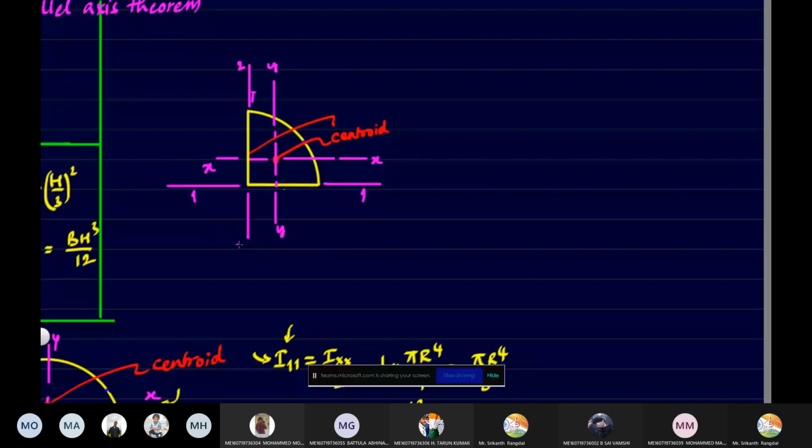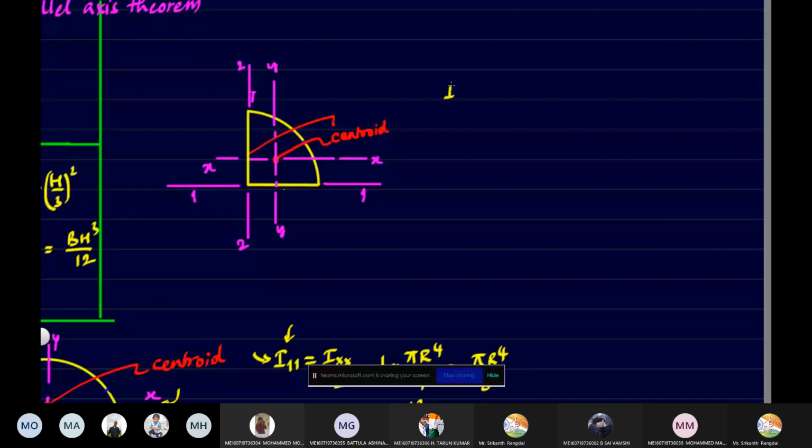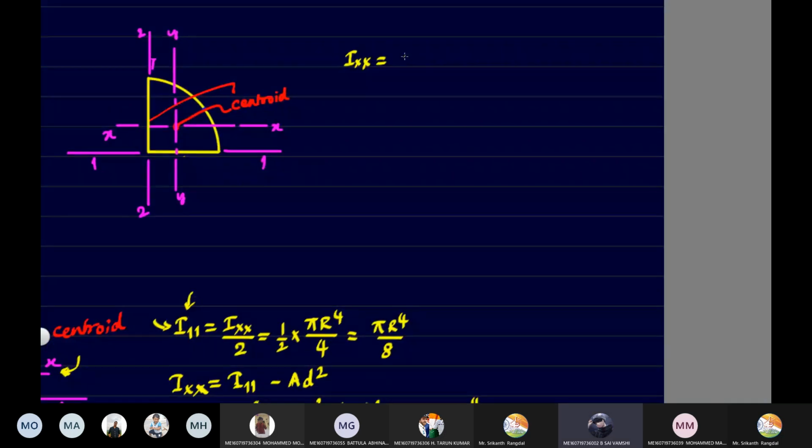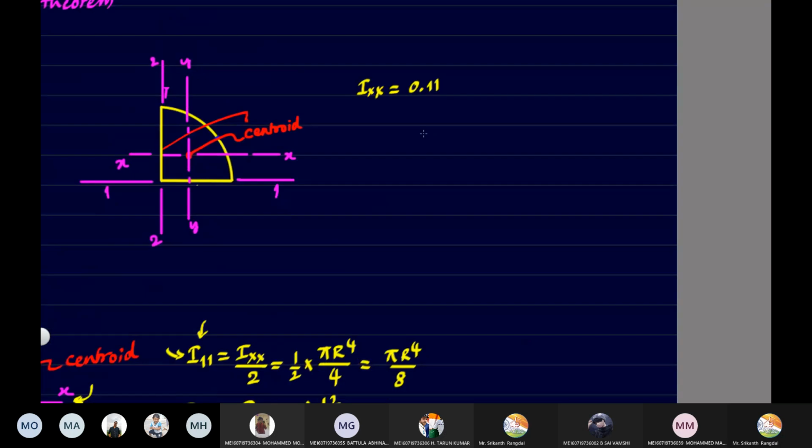Okay, now tell me again the formula. Tell me the formula, ma'am. Fast. What will be IXX? I11 minus AD square. It will be half of the IXX that we found here. Okay. So 0.11 R power 4 by 2. And IYY will also be the same.